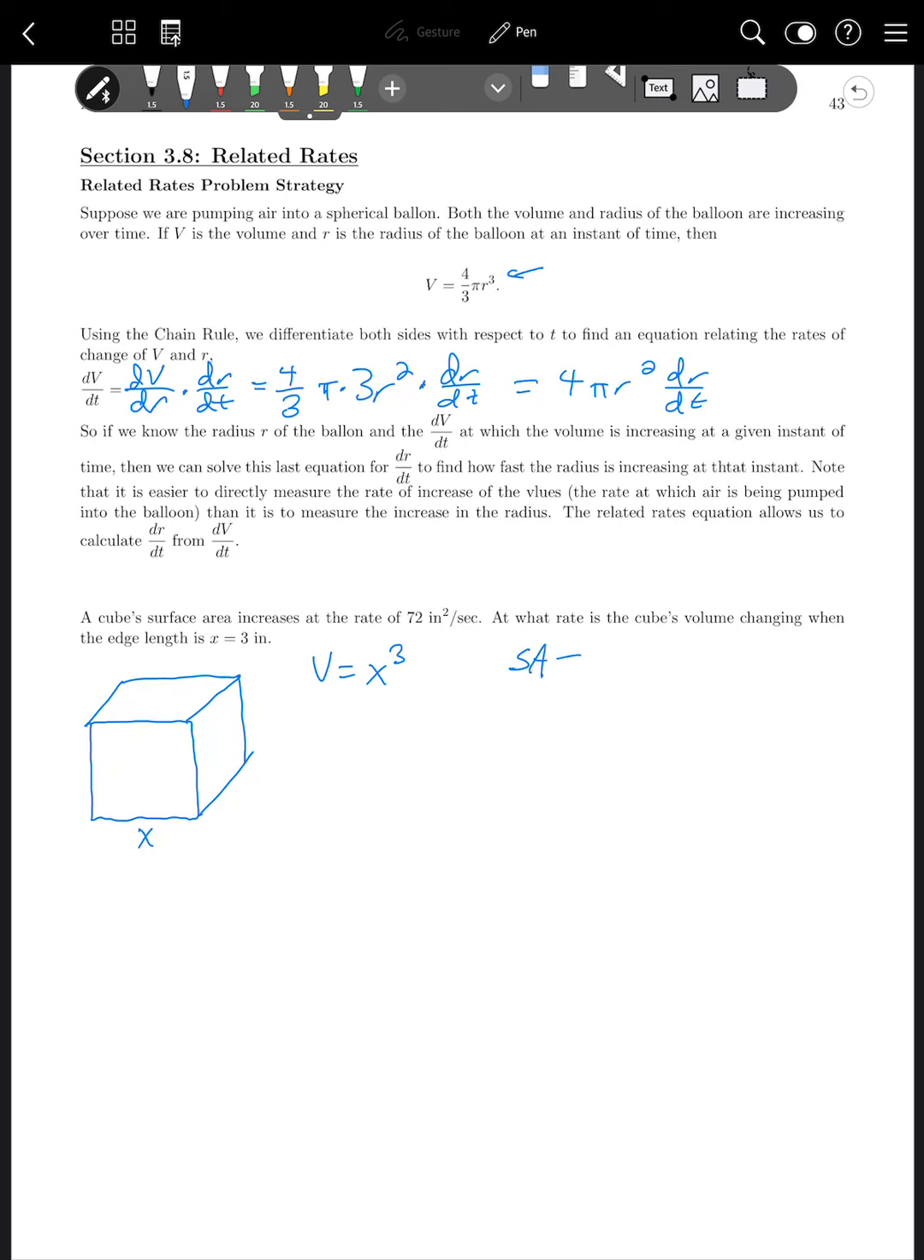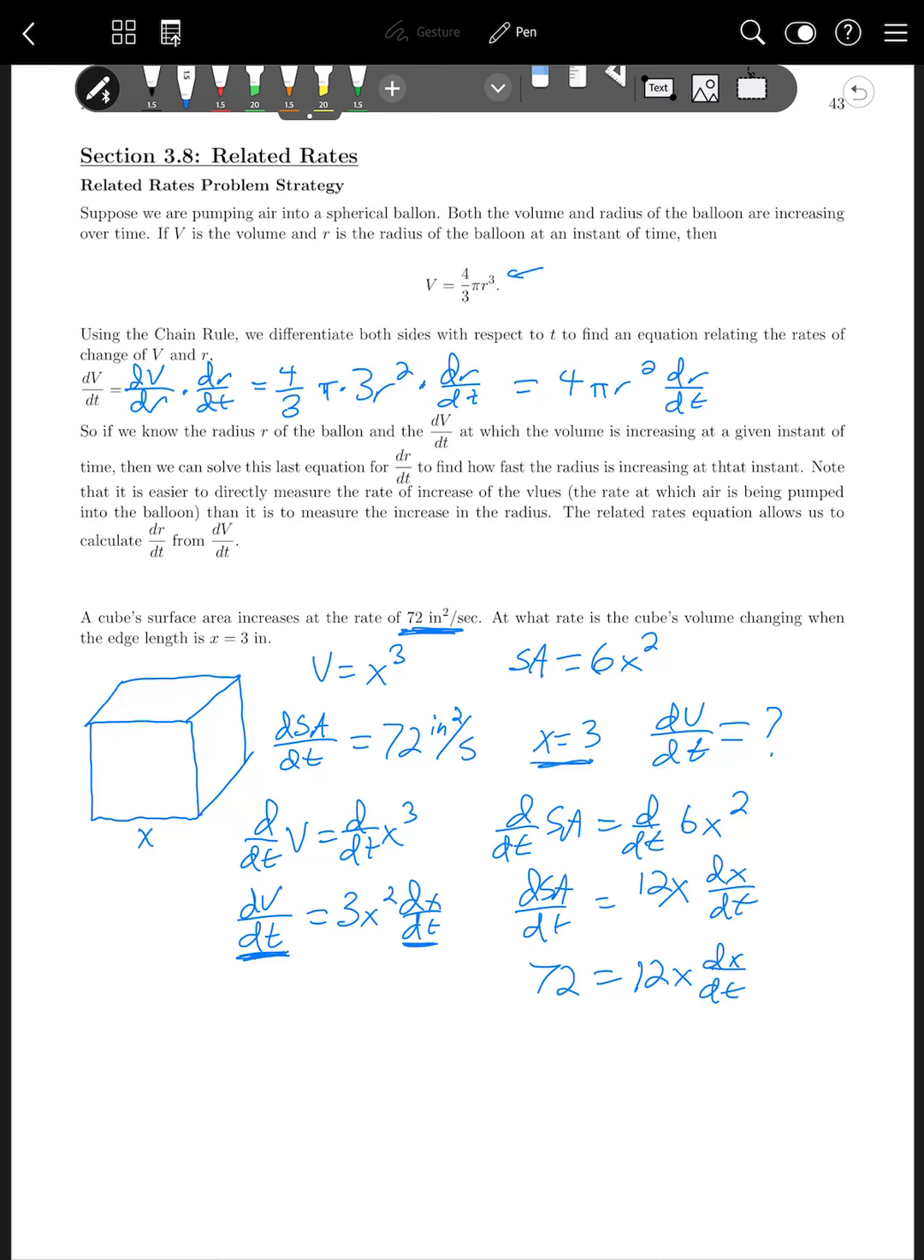Well, I can use this formula over here because I know that dSA/dt is 72. And so we can solve for dx/dt. So divide both sides by 12x. And you get 72 divided by 12 is 6, so 6 over x equals dx/dt.